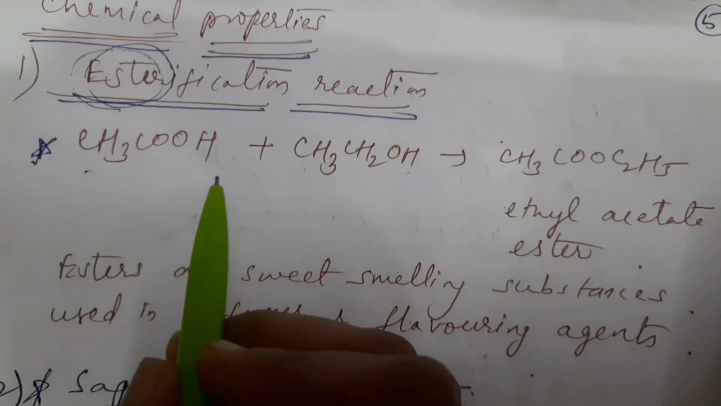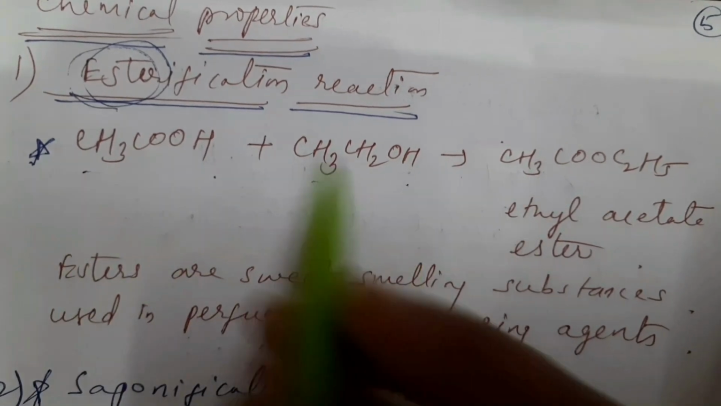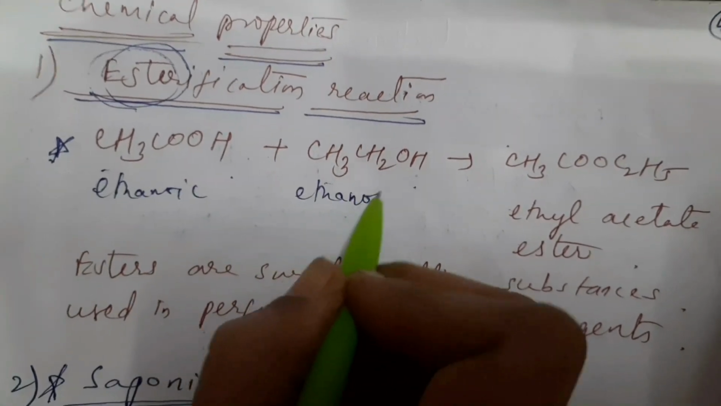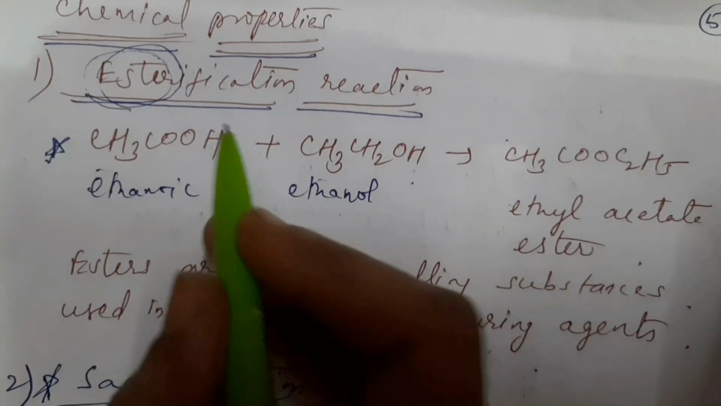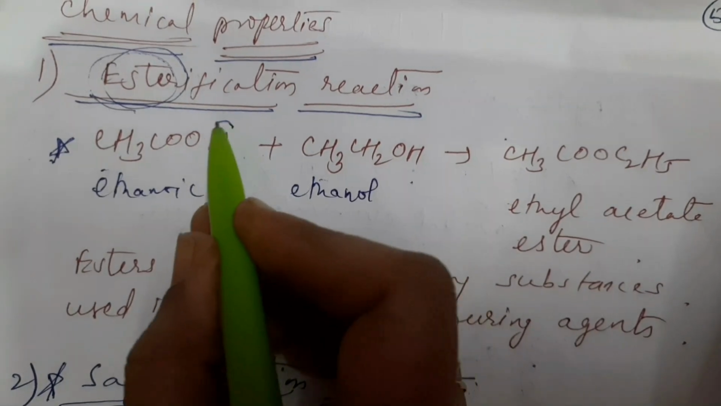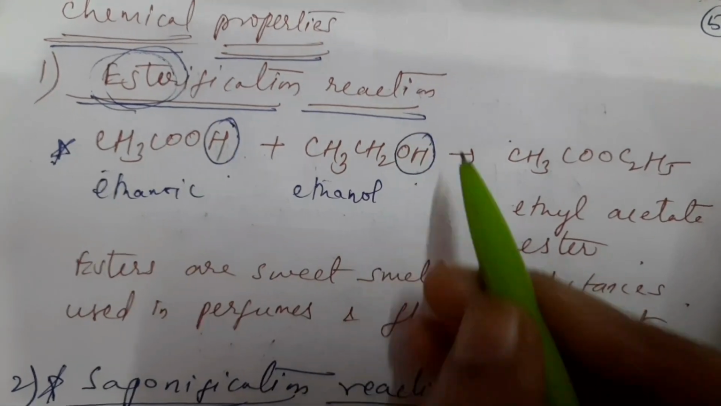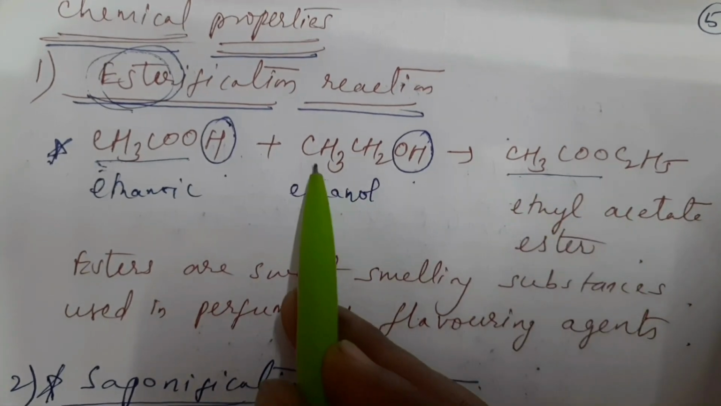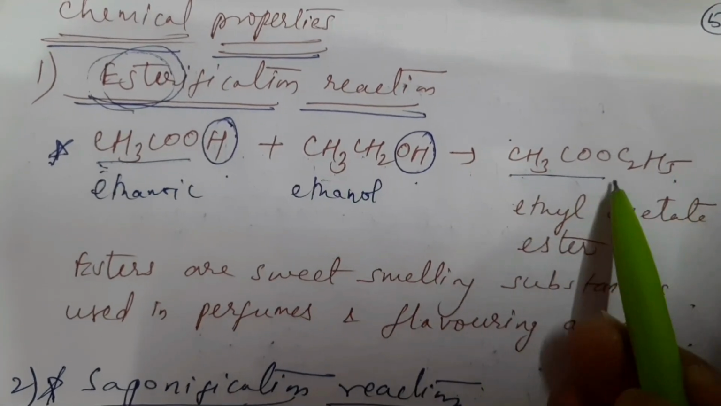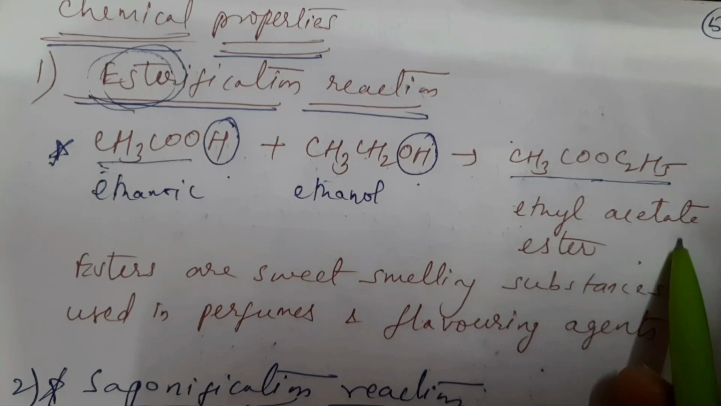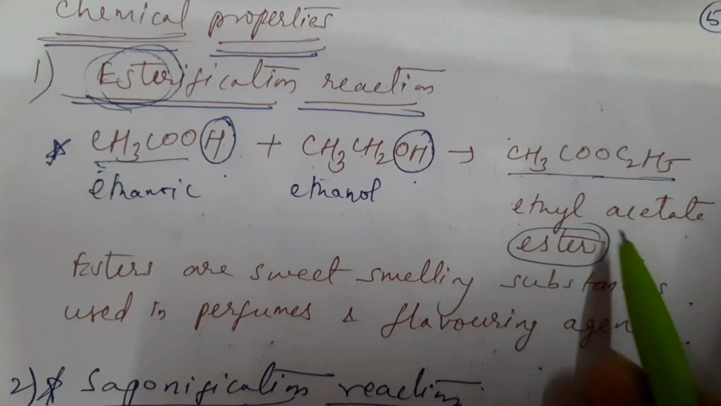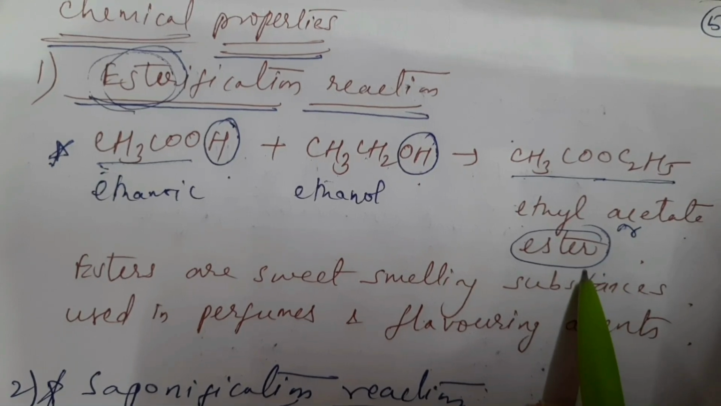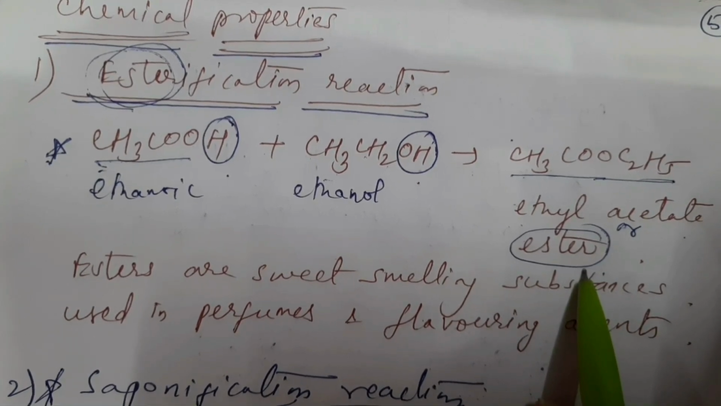So here ethanoic acid reacts with ethanol to form ester. Water will get removed, so remove one hydrogen and OH. What are we left with? CH3COO, which I wrote as it is, and then the remaining C2H5. So this is called ethyl acetate, or we simply call it ester. As during this reaction ester is formed, this reaction is called an esterification reaction.